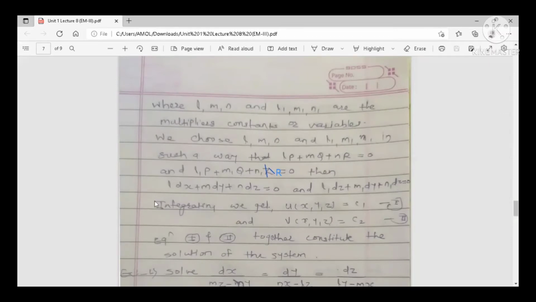Now the variables are separated. So integrating, we get the first solution u of x, y, z is equal to c1. And for the second equation, l1 dx plus m1 dy plus n1 dz is equal to 0, we integrate similarly. Here again is one correction, the term is x.